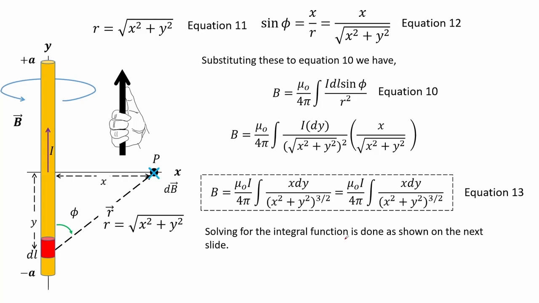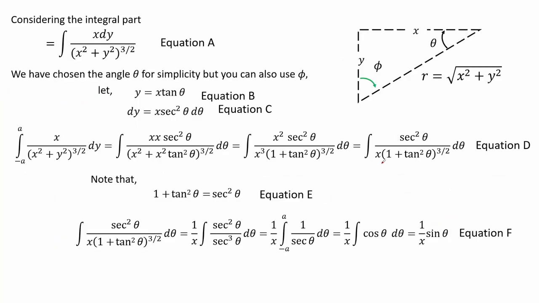Here we need to solve for the integral function. Considering the integral part, we have to dissect it. We have chosen the angle theta for simplicity reasons, but you can use phi also. We refer to the right triangle for the relationship between the angles theta and phi. So we let tan theta equal y over x and write it into equation b. So dy then is given by equation c, which is a secant function.